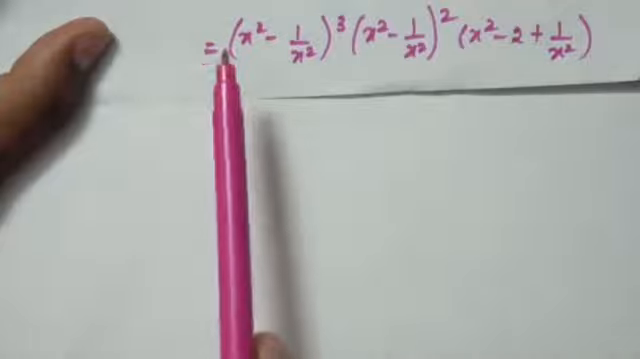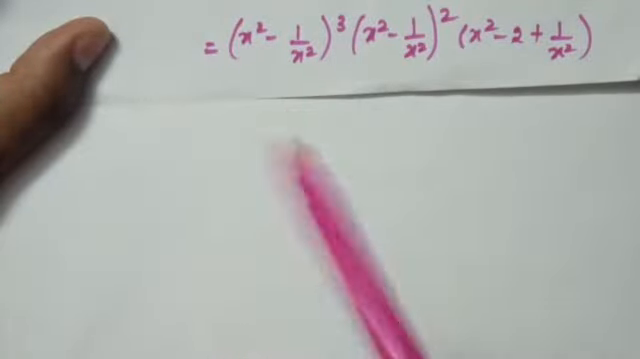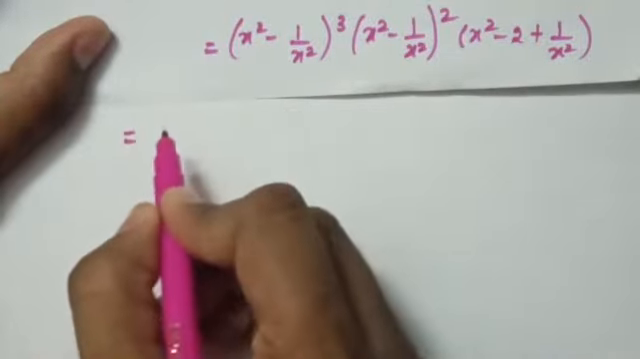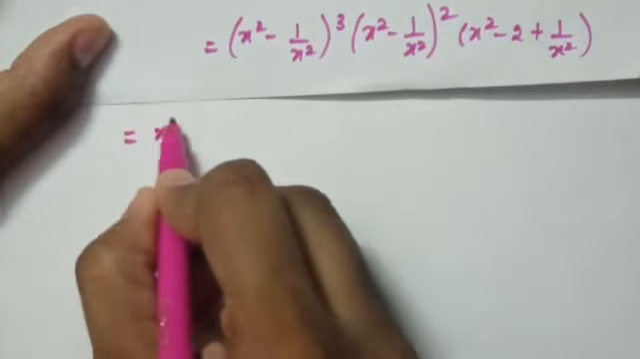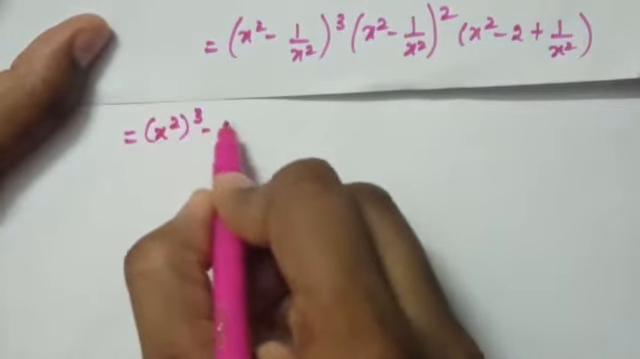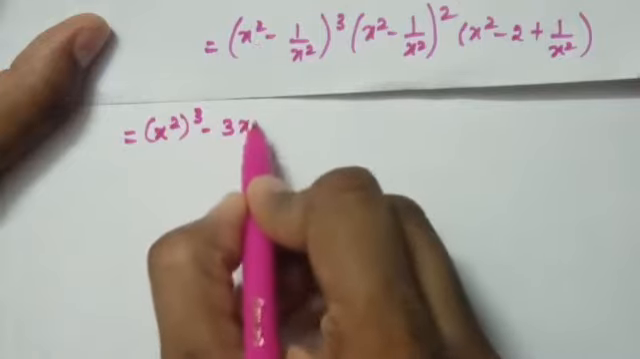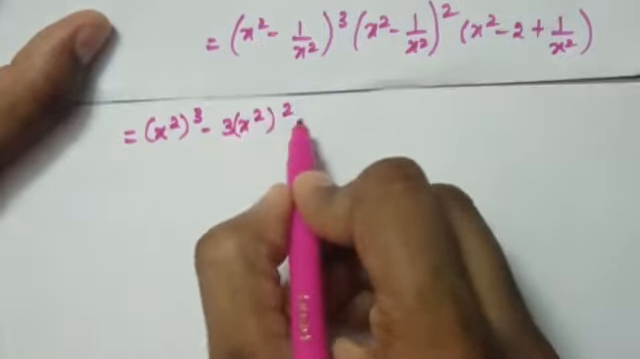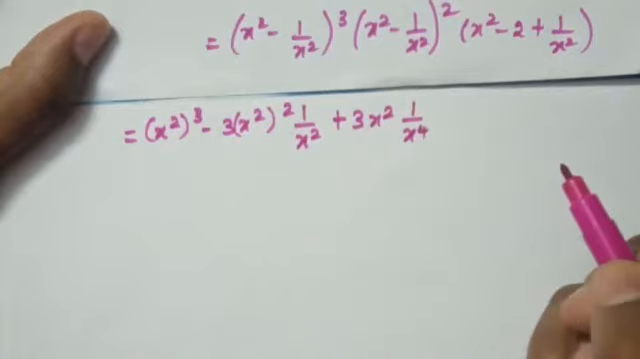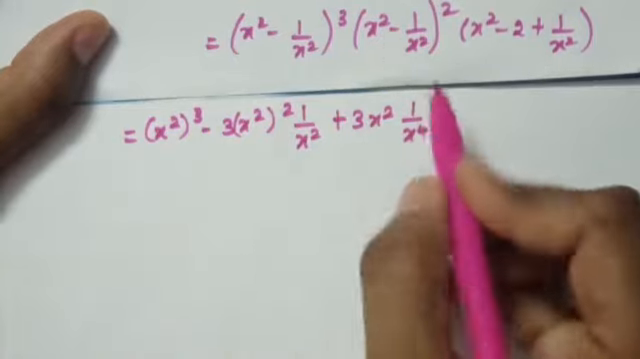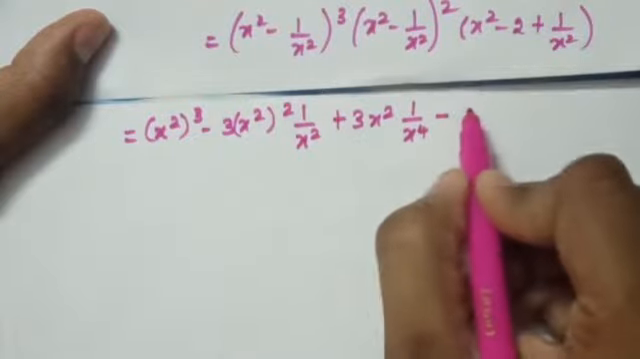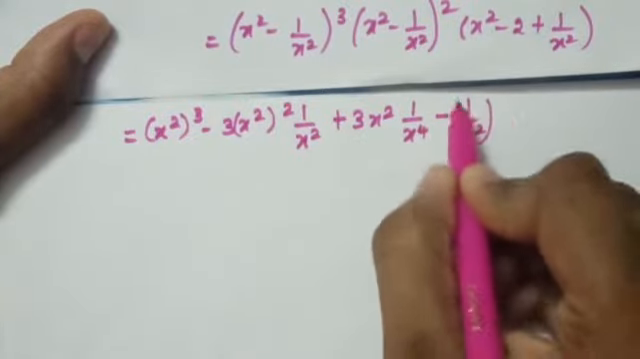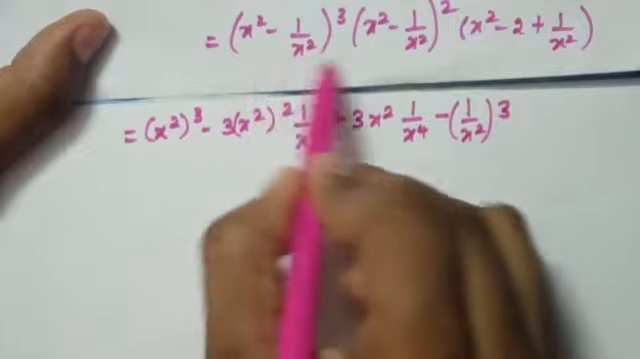So here you have (x squared minus 1 by x squared) the whole cube. You have to apply the formula a minus b the whole cube, which is a cube minus 3a squared b, that is 1 by x squared, plus 3ab squared. So b squared will become 1 by x power 4, minus b cube, it is (1 by x squared) the whole cube. So we have expanded this term.